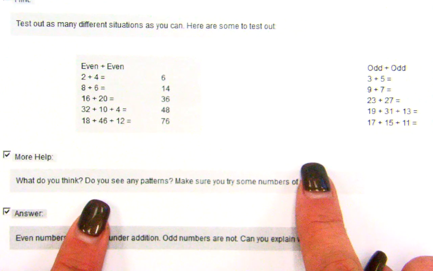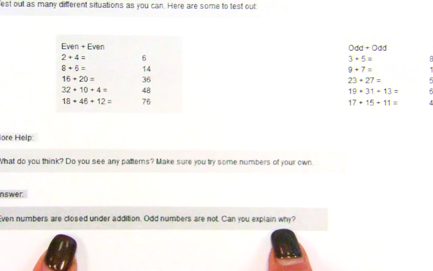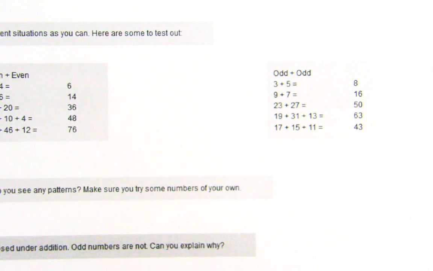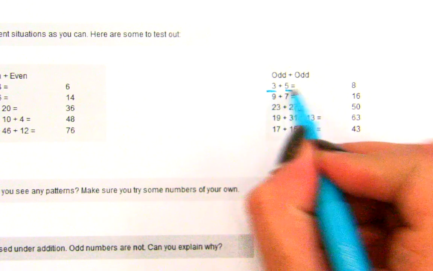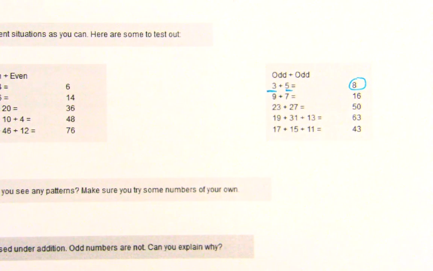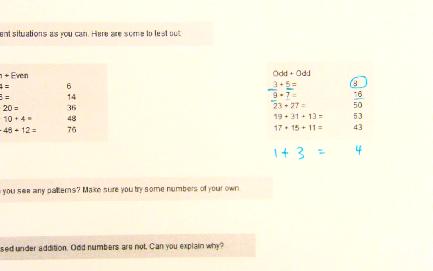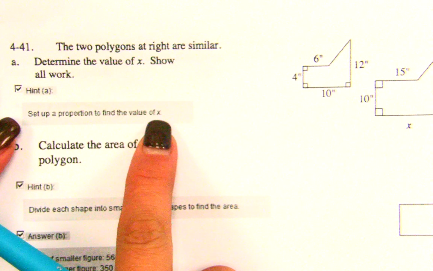The even numbers are closed under addition. The odd numbers are not. Can you explain why? So think about explaining why. What happens when you add something like 3 and 5? Why do you get 8? Think of what happens on a number line when that's the case. When you add 9 and 7, you get 16. What if you add 1 plus 3? You get a 4. So think about that. Okay, that was 40.